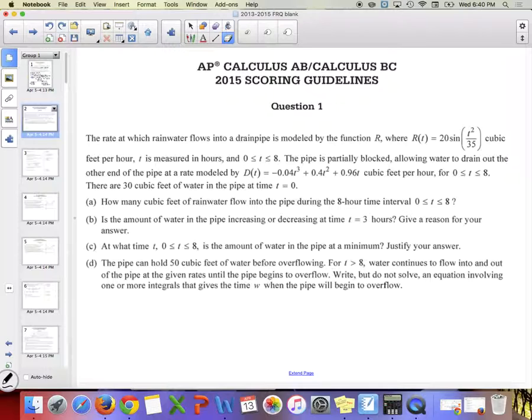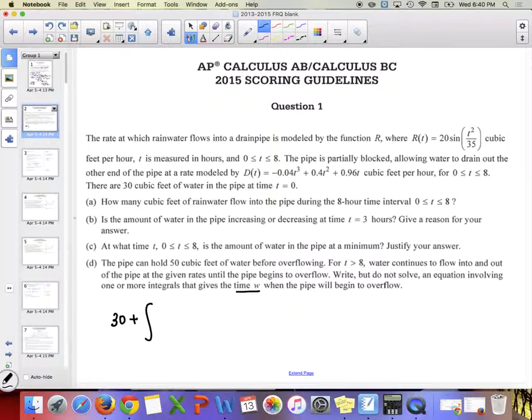All right, and then part D, it says the pipe can hold 50 cubic feet of water before overflowing. For time t greater than 8, water continues to flow into and out of the pipe at the given rates until the pipe begins to overflow. Write, but do not solve, an equation involving one or more integrals that gives the time w when the pipe will begin to overflow. So again, it has to do with our 30, right? Plus, and it's talking about the time w.